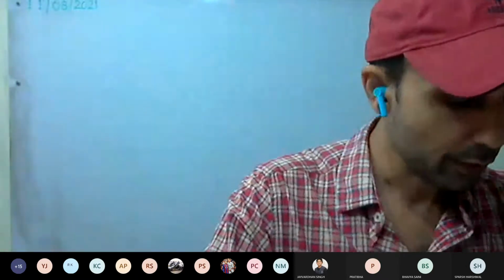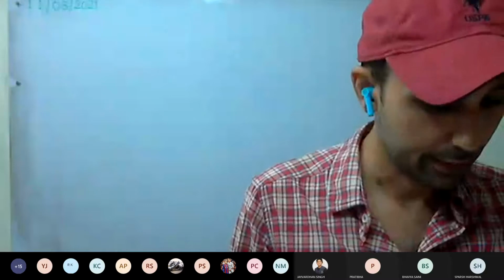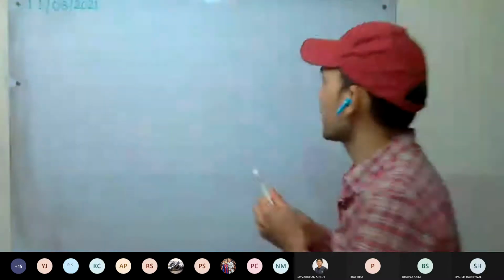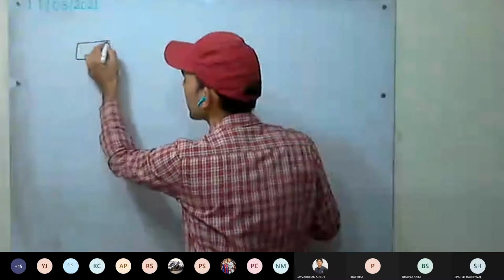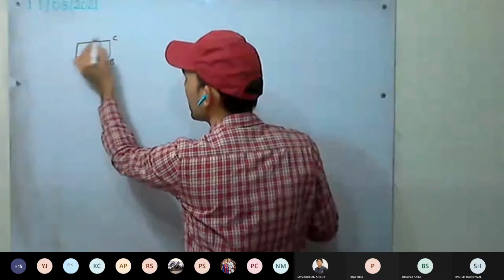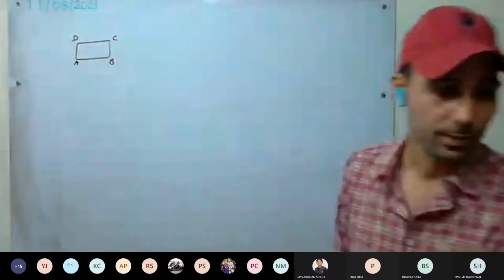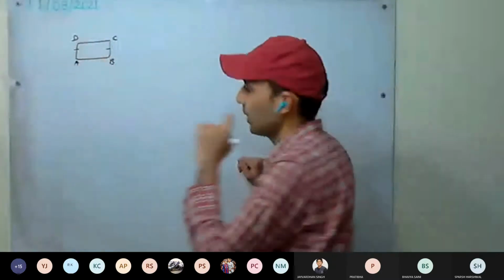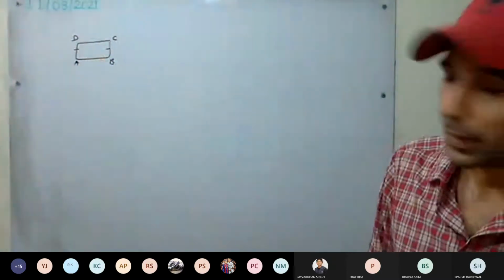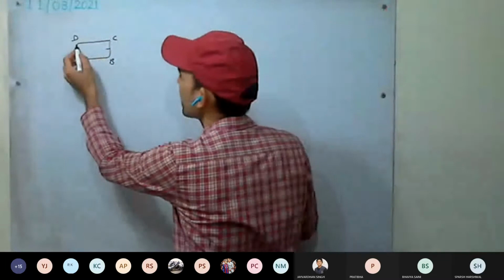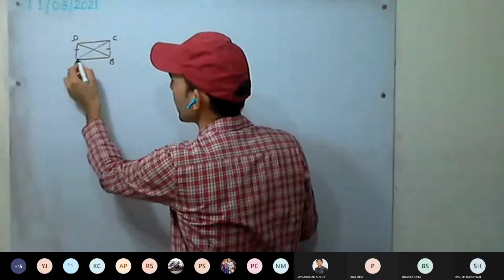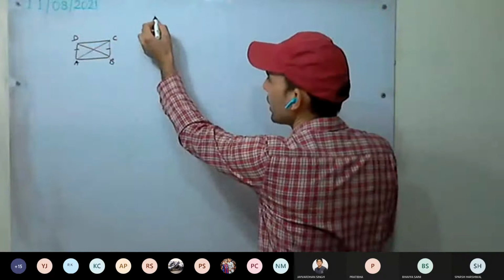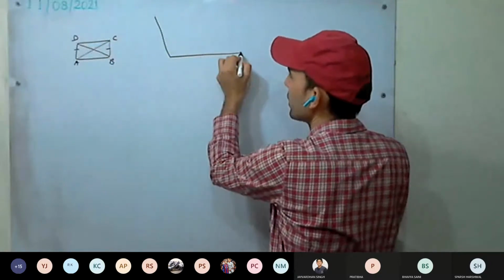You have to draw a quadrilateral ABCD where AD equal to BC. So you can draw a little rough figure like this. A, B, C, D first. This is given. And AD equal to BC. It means these two sides are equal. And BD equal to CA. The diagonals are equal. That's the figure you have to draw. So you can draw any kind of figure. You can draw like this as well.